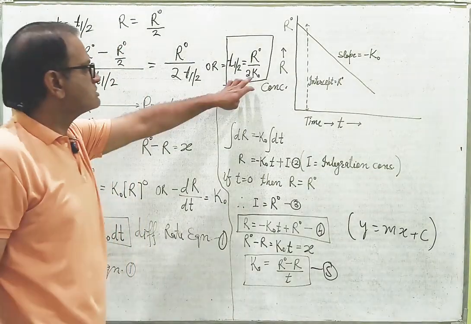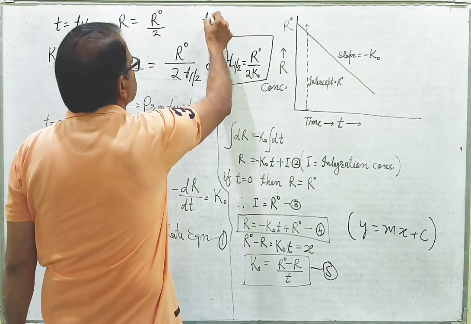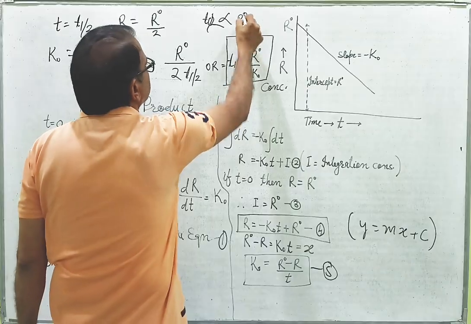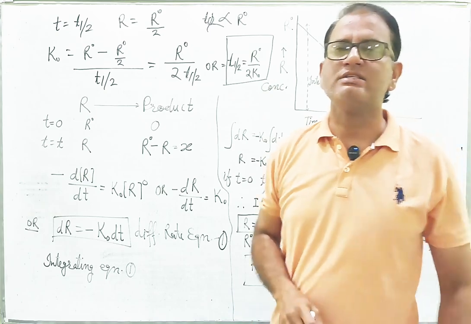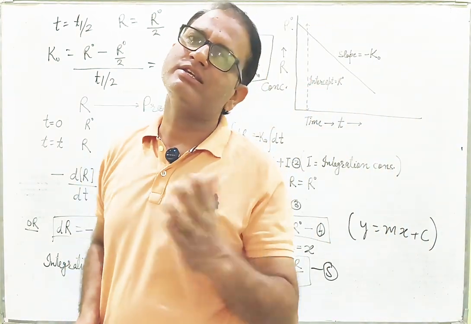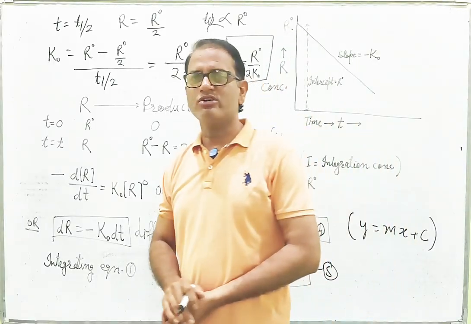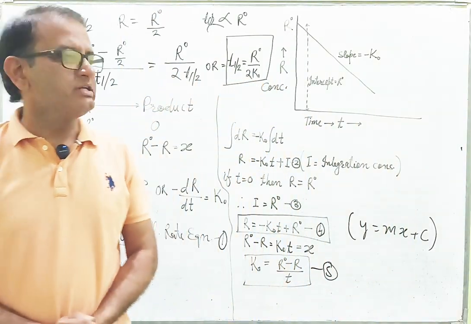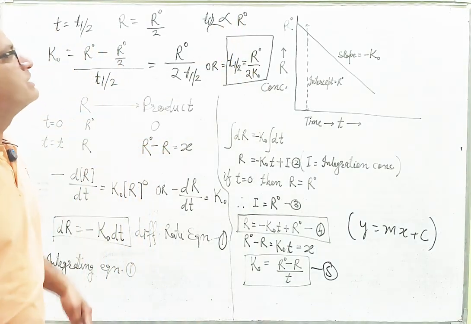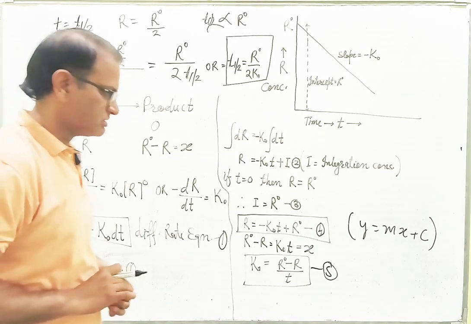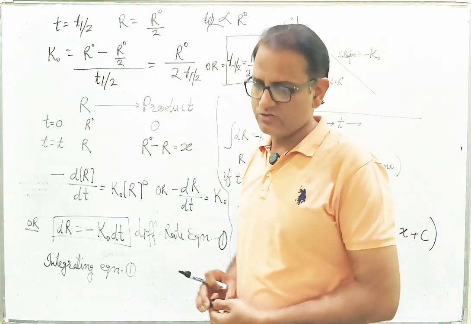It means this is constant, this is also constant. So what we can say is t half of a zero order reaction is directly proportional to R naught. It means the t half of a zero order reaction is directly proportional to the initial concentration of a reactant. T half of a zero order reaction is directly proportional to the initial concentration of a reactant. So this is how we can calculate t half, because t half is an important term which is asked in so many examinations, including your board exam.